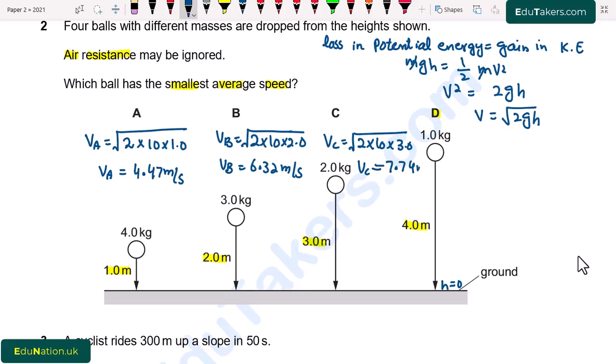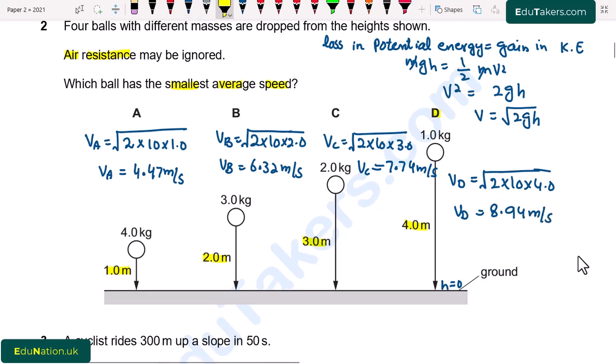For ball C, here is 2 multiplied by 10 and 3.0. So VC will be equal to 7.74 meter per second. For ball D, I write here 2 multiplied by 10 multiplied by 4.0. So VD will be equal to 8.94 meter per second. Now we compare the speed of all of these balls and observe that ball A has the smallest speed, which is 4.47 meter per second. So I circle here A.